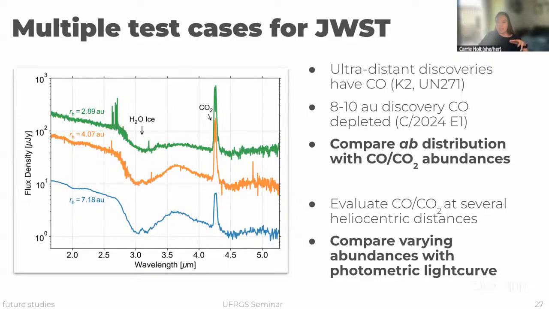But perhaps if we look at more of these comets that are discovered within this 8 to 10 region, maybe we will find that they are CO depleted, which is what we did find for the comet C/2024 E1, which had that same discovery distance. We did find that it was CO depleted using JWST, and that's what this figure is here, CO2, and CO is over here. And it's not really there.